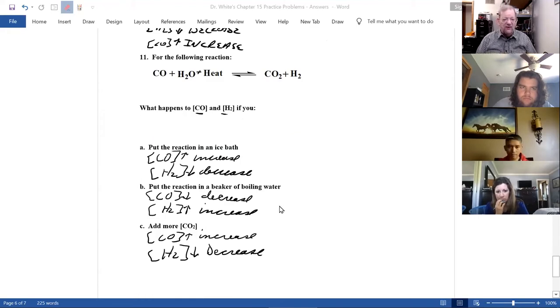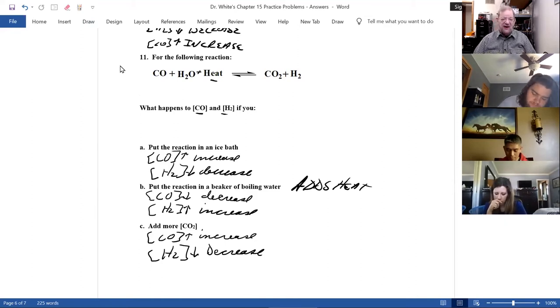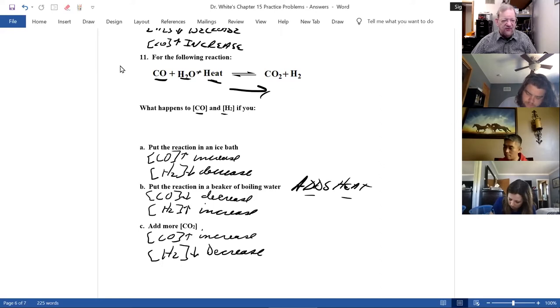If you put it in boiling water, that adds heat. At equilibrium, there's a certain amount of heat. And now the equilibrium says, oh no, I've got too much heat. I've got to get rid of this excess heat. How does it do that? It reacts. When something reacts, it's consumed, you have less. So CO reacts with water, reacts with heat to make more CO2 and hydrogen.